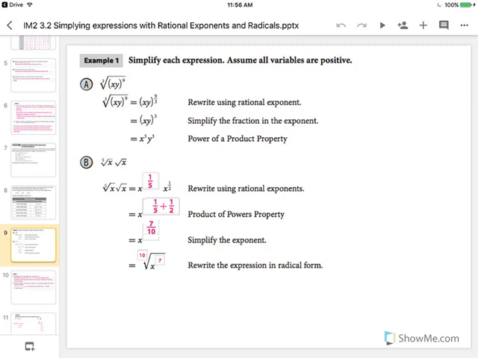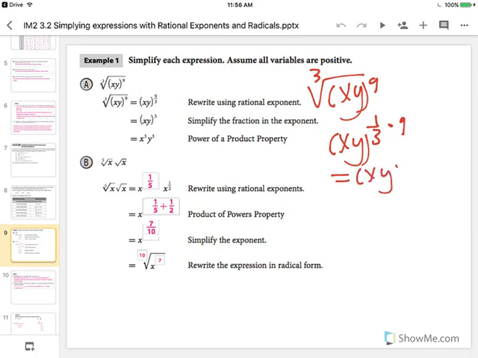So let's say we have the cube root of xy raised to the 9th power. This is the same as 1 over 3 times 9. So we reduce, and that gives us xy raised to the third power. And then now you distribute this in, so it will be x to the third and y to the third. And let's go into part B.